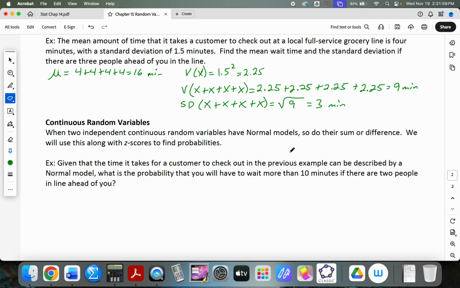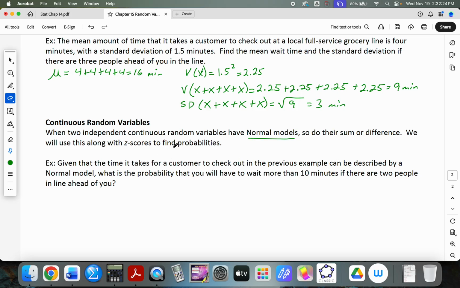All right, so when two independent continuous random variables have normal models, so do their sum or difference. Gosh, let's not do the wave. We toned it down a little bit. I appreciate that. Okay, please stop. Sorry.